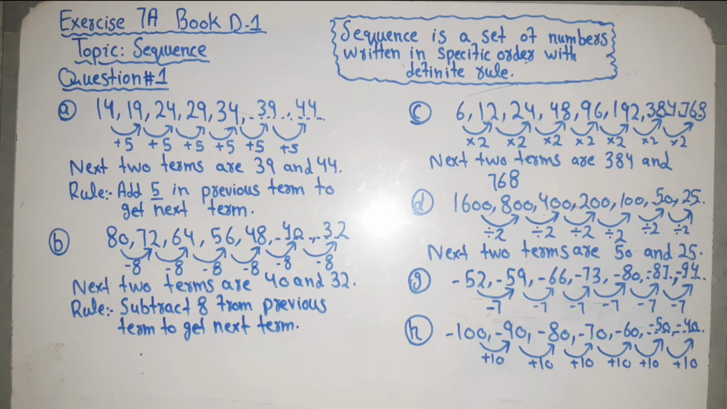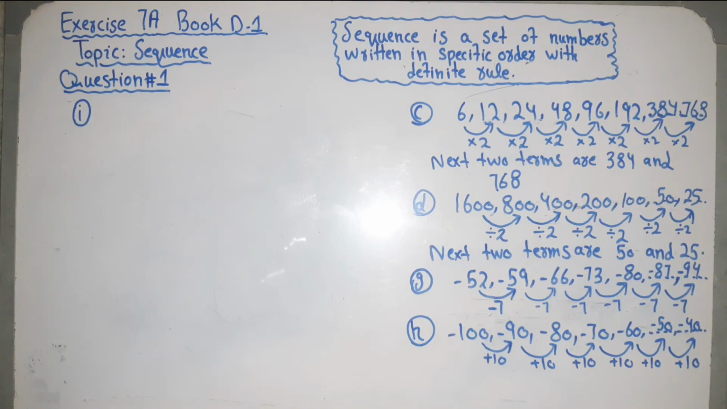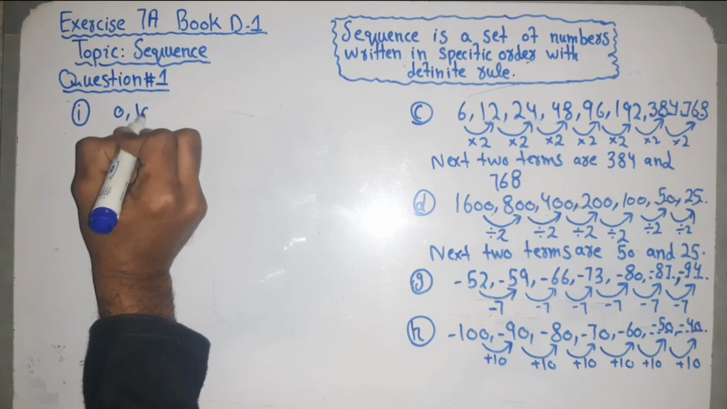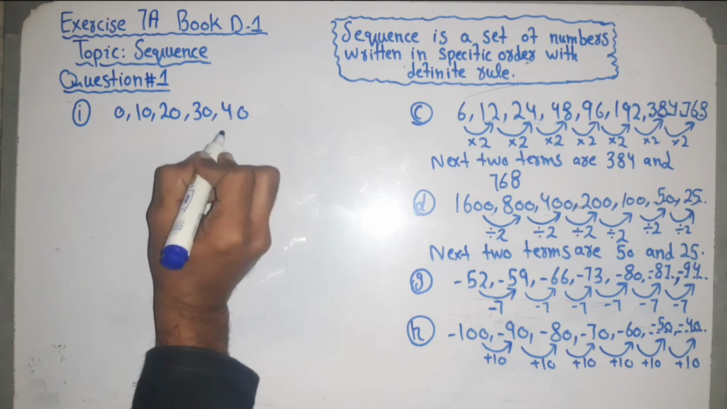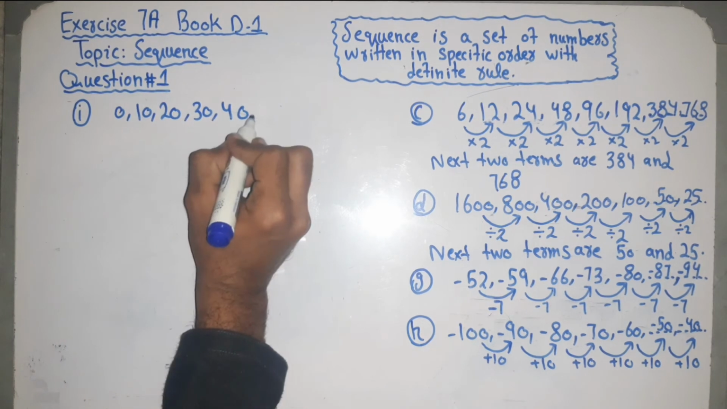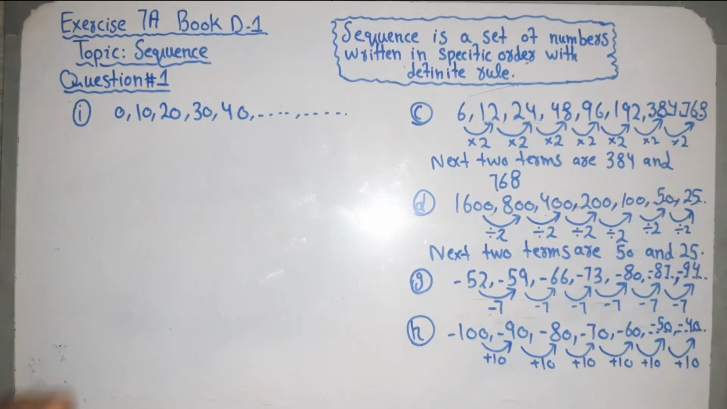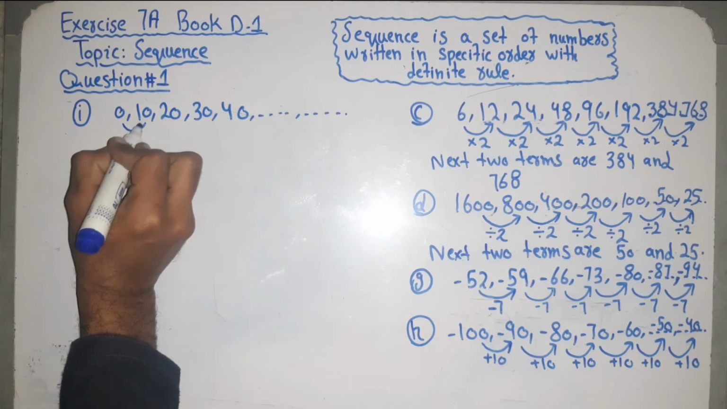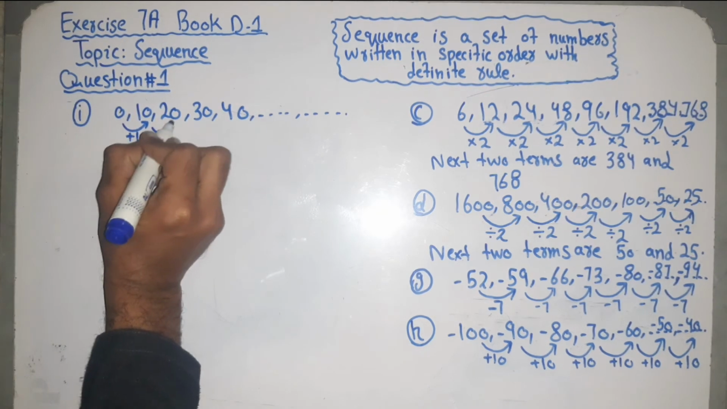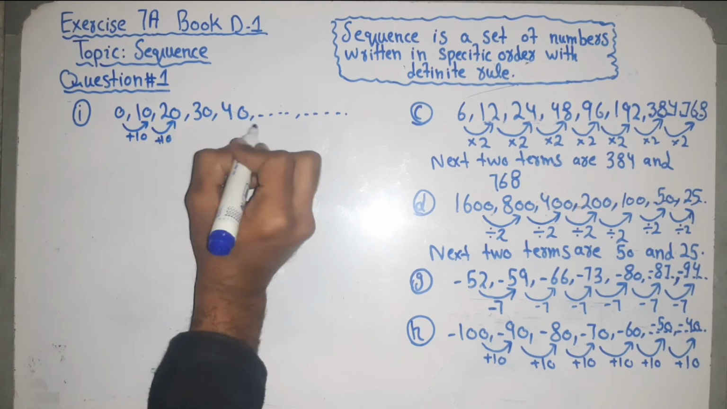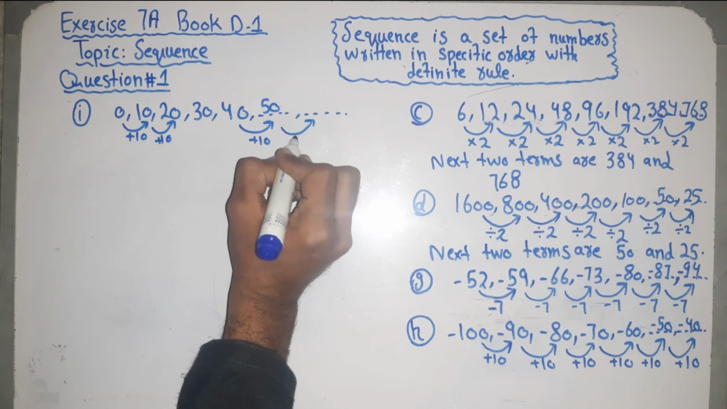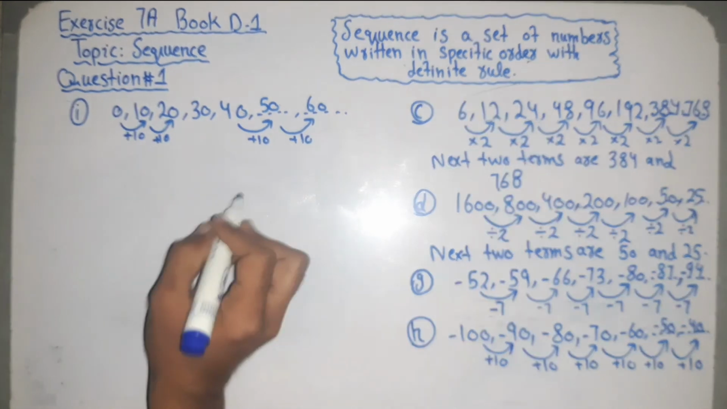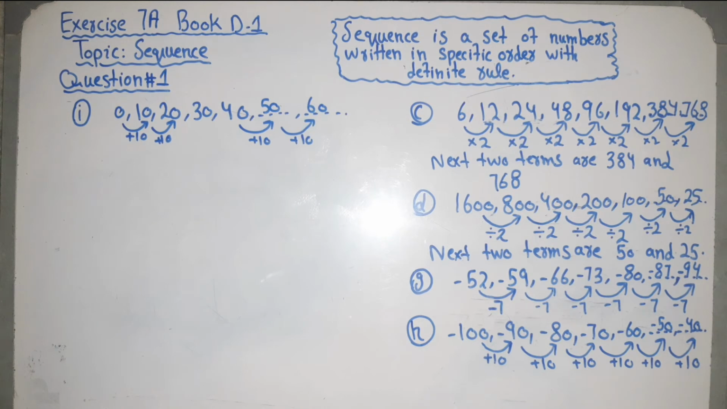Okay, now students, we are going to solve part I of this exercise. In part I we have 0, 10, 20, 30 and 40, and then so on. So this sequence is increasing, very simple. If we add 10 to 0, we will get 10, and if we add 10 to 10, we will get 20, and so on. If we add 10, we'll get 50, and then if we add 10, we will get 60. So the rule for this sequence is add 10 to the previous term to get the next term.